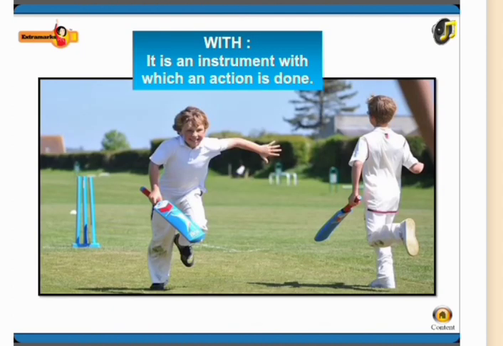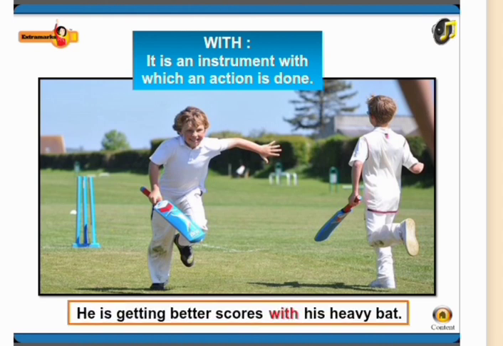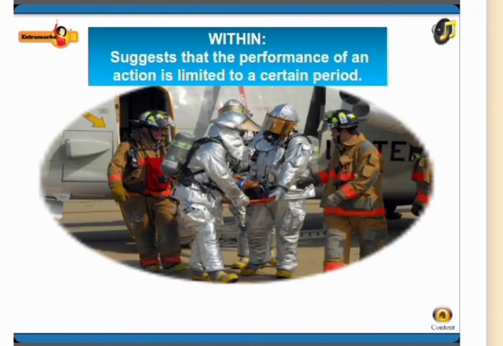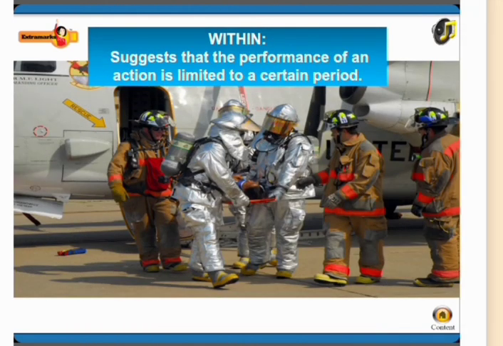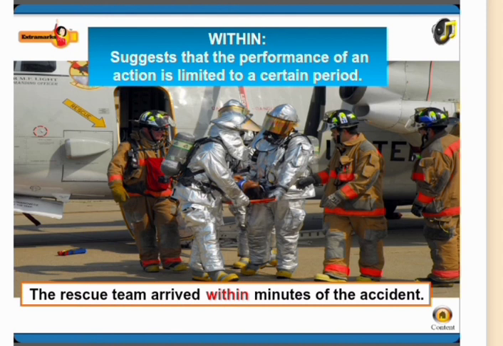With. It is the instrument with which an action is done. For example, he is getting better scores with his heavy bat. The preposition within suggests that the performance of an action is limited to a certain period. For example, the rescue team arrived within minutes of the accident.